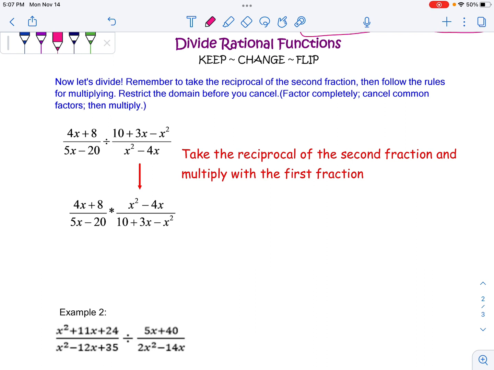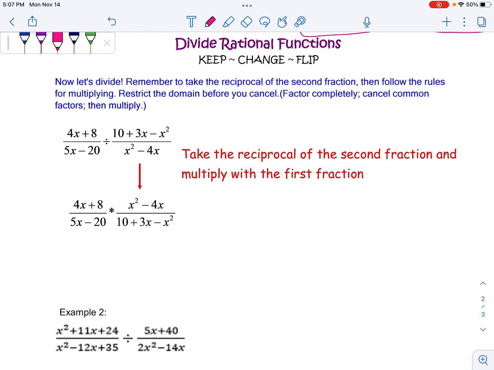The keep, change, flip method tells us that we keep the first fraction as is. We don't touch it. We change the division into multiplication, and we flip the second fraction. We take the reciprocal of the second fraction, and then we just multiply as we do normally. So remember, we multiply straight across.